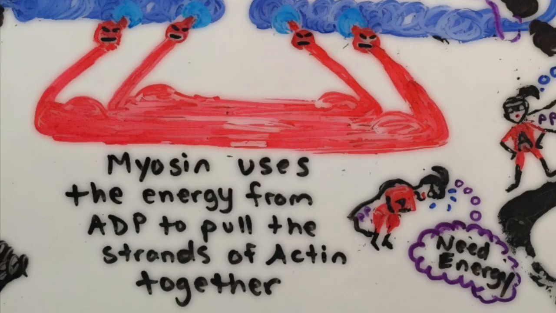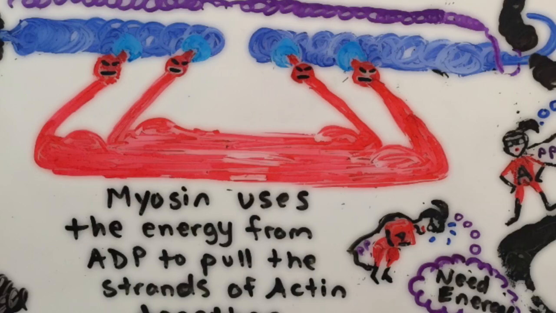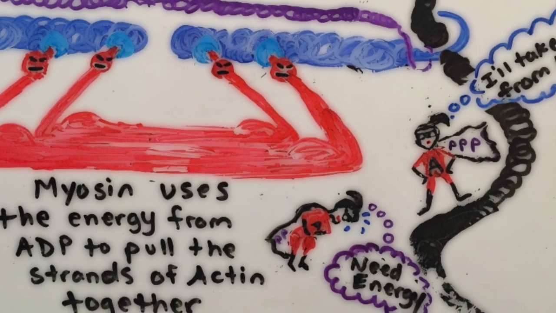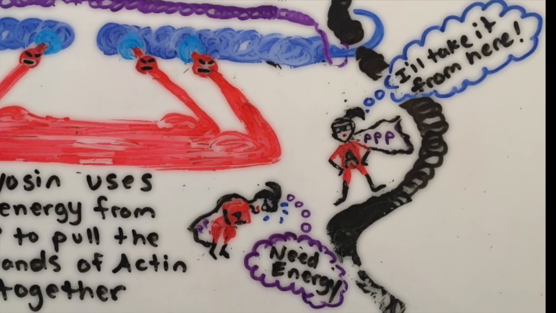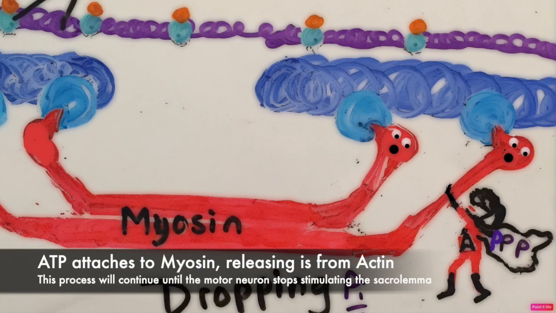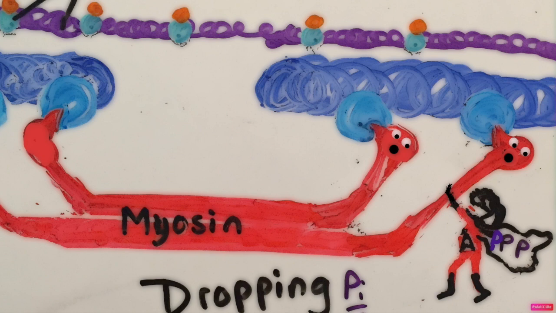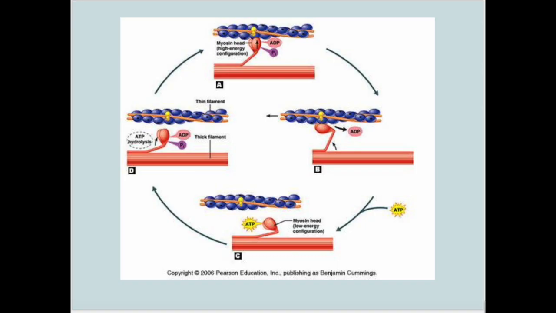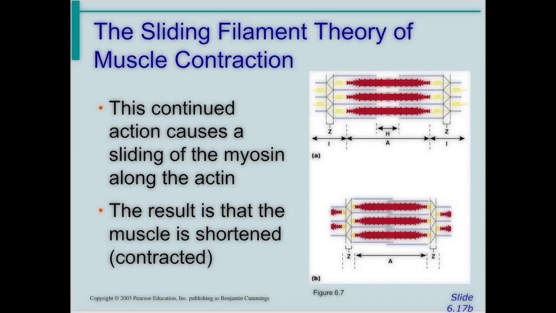Now ADP is completely depleted of all of its energy, so myosin will stay tightly held onto actin until more energy comes along, releasing it. So a new ATP will come along and tug that myosin head right off of that actin. This process will continue as long as there continues to be a nerve impulse and the presence of calcium. This whole process is known as the sliding filament theory of a muscle contraction, resulting in the shortening of a muscle.